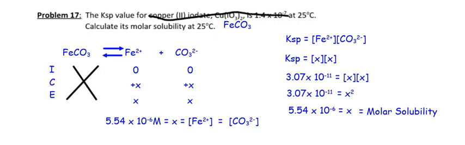All right, so here is my setup. Hopefully you got this. So now it's just x squared is equal to the Ksp. And I took the square root of both sides and I got 5.54 times 10 to the negative 6 for x. And that is your molar solubility. If you want to put a little molarity in here, that'd be fine. And then these are the concentrations of the ions of iron and carbonate in a saturated solution.